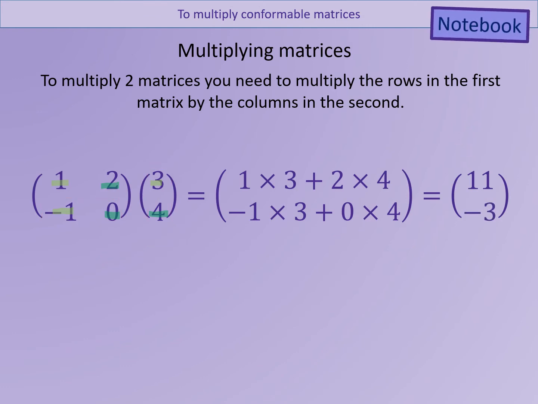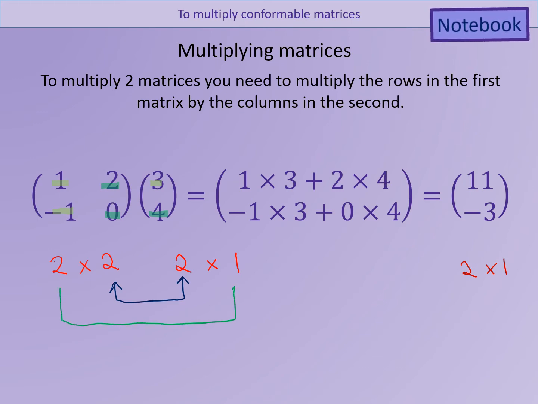Now another thing to note here is the order of each of those matrices that we started with. We started with a 2 by 2 matrix and we multiplied it by a 2 by 1 matrix. We will take a look at why this is important very shortly, but just notice for now that these two numbers are the same. And then when we look at our solution, this is a 2 by 1 matrix, and this relates to these two numbers here.